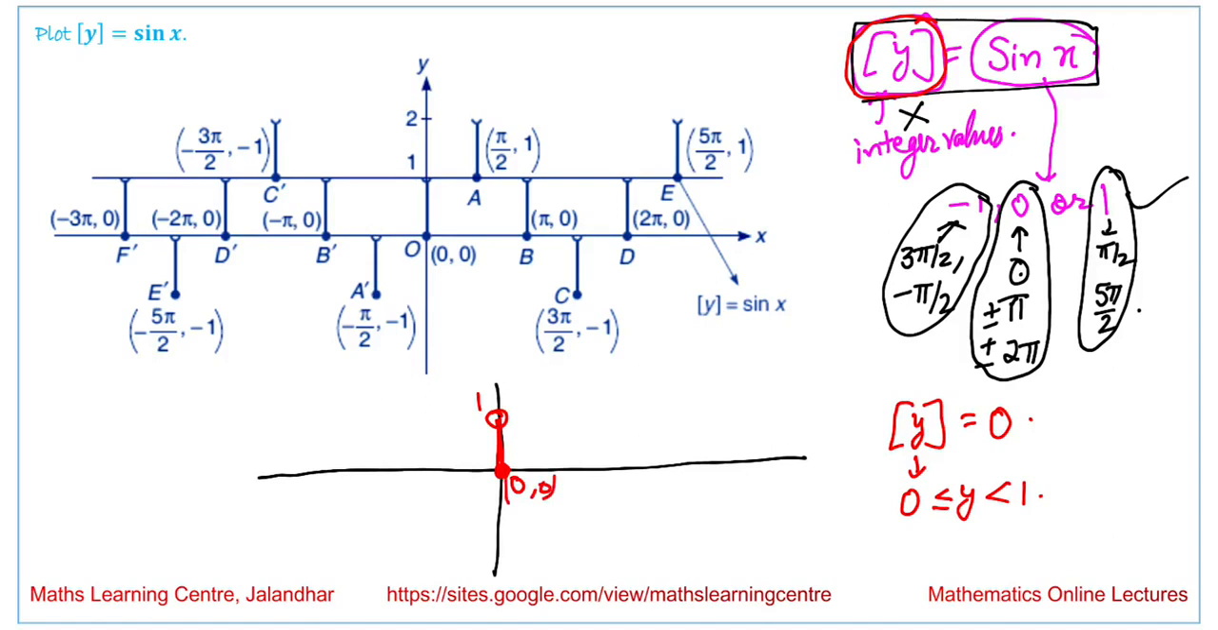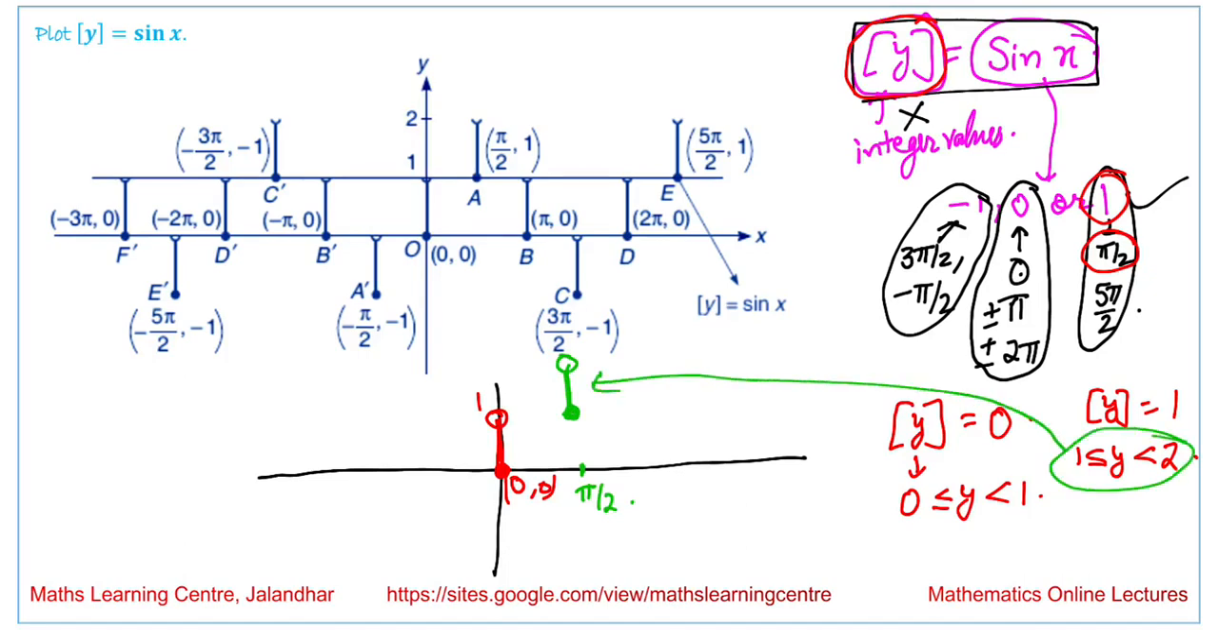Next we are talking about the point pi by 2. At this point the answer is 1. So we are saying the greatest integer of y should be 1. It means 1 ≤ y < 2. Suppose this point is pi by 2. At this point the value of the function is 1, and the possible values of y vary from 1 to 2. These are the possible values of y that we have in this case.